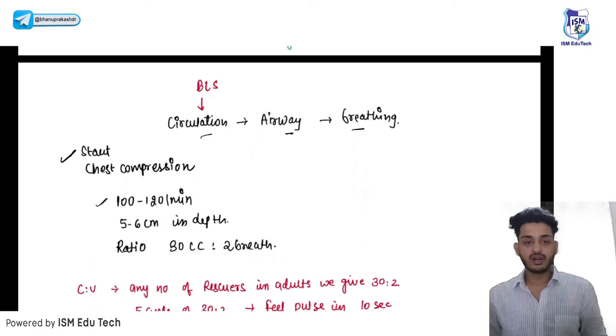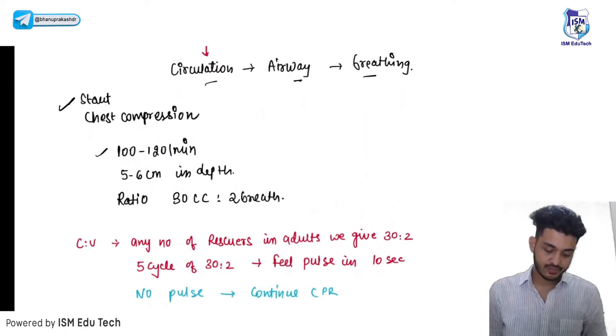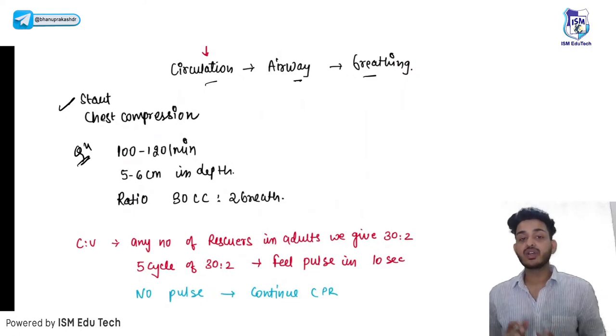From this also, like 3 to 4 patients and almost every last year exam, there is a question, 4 to 5 questions are from this. So just try to understand. First thing, how much compression? 100 to 120.